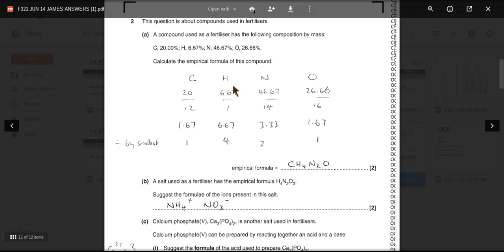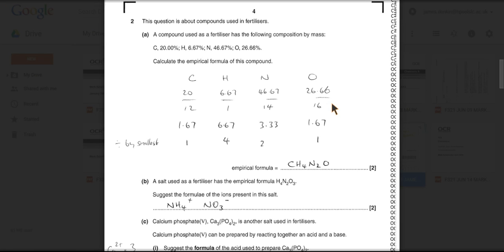So we set out our table. So we've got carbon, hydrogen, nitrogen and oxygen. And then we just add all the percentages. And we're given all the percentages. Sometimes they'll leave one out and you have to work out the difference from 100. But we've got all of the percentages now.